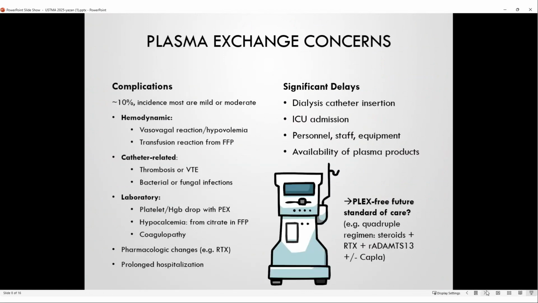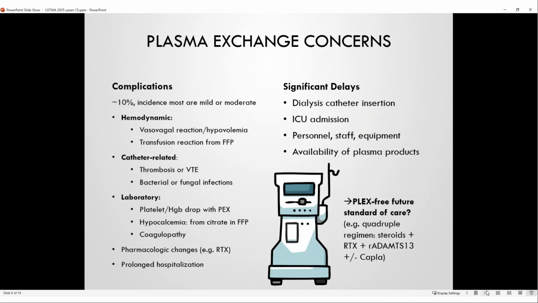Now, there has been interest in finding ways to minimize or even forego the use of plasma exchange, to use these novel therapeutics as a replacement rather than an adjunct to plasma exchange. And many people might wonder why. Why would we want to look at something else when we have a treatment that works and is effective? And the reason is that there are several concerns with plasma exchange, including delays as well as complications.